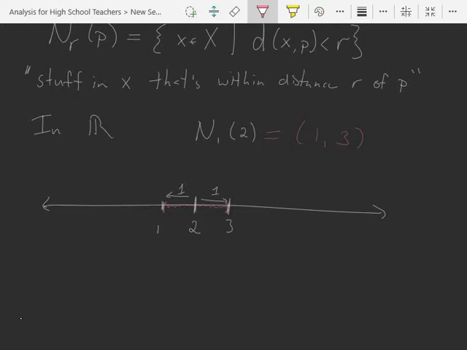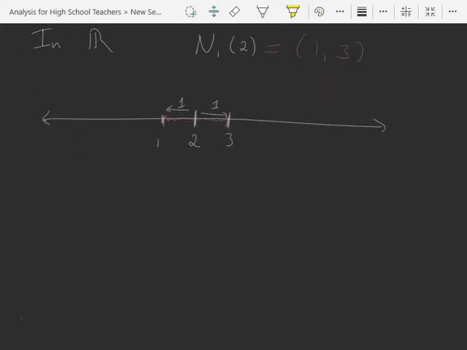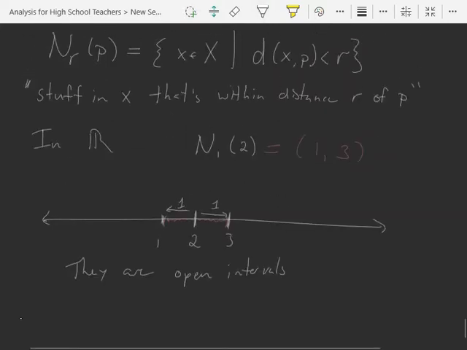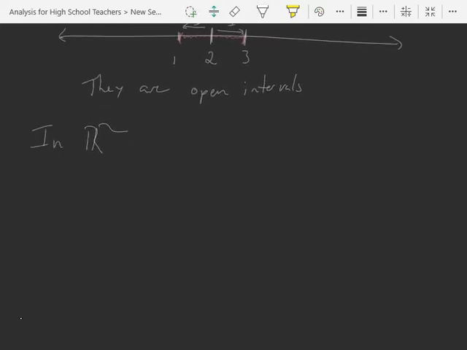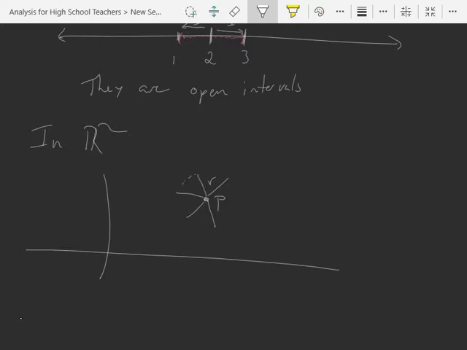Okay. In R2, what is a neighborhood? So neighborhoods in R look like intervals. They're open intervals, right? This inequality here is strict, making them open intervals. In R2, what do we get? Well, let's draw the picture first. So I have this point P, and I can go r away from it, so I get to go r in any direction. I end up with this open circle, and everything inside that open circle is in the neighborhood. This is N sub r of P there.